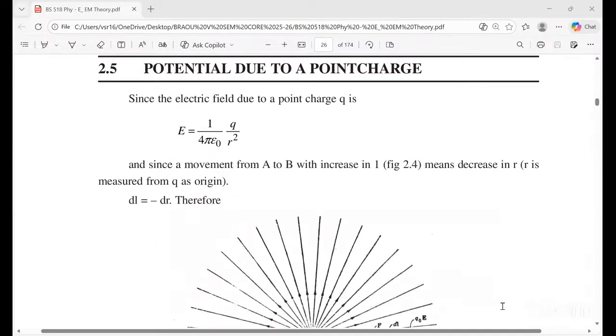So the next one is the potential due to a point charge. You know pretty well the electric field due to a point charge, if it is placed at a distance, the distance is given here as small r. So there itself the electric field value E equals 1 by 4 pi epsilon naught Q by r square. Here r is related to the electric potential, and r square is related to the electric field.